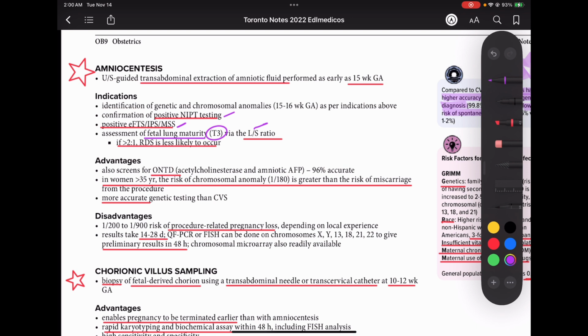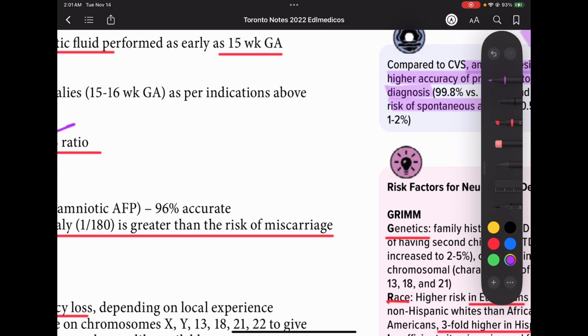Advantages: it can screen for open neural tube defects. In women more than 35 years, the risk of chromosomal anomaly is greater than the risk of miscarriage from the procedure. Although there is a risk of miscarriage, of course, in extremes of age there is more risk of chromosomal anomalies, so it is better to get this done, and it is more accurate genetic testing than CVS.